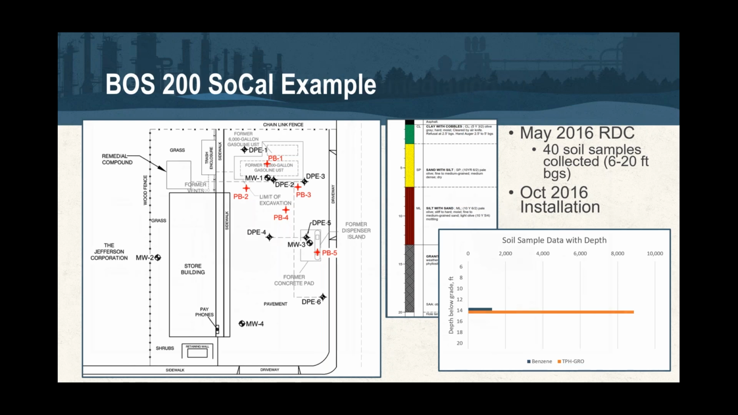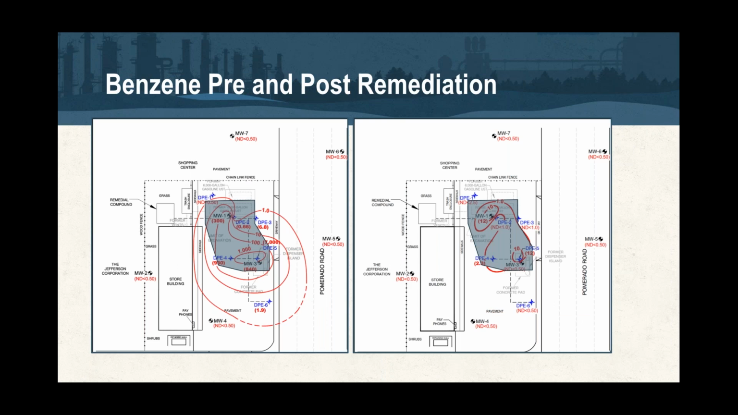And we do have a project summary for this site if you're interested. It's got a lot more information than what I'm going to present today, but here's just your pre and post. This is baseline, and then 24 months after injection when they were able to close the site. You can see the benzene concentrations decrease 1 to 2 orders of magnitude.